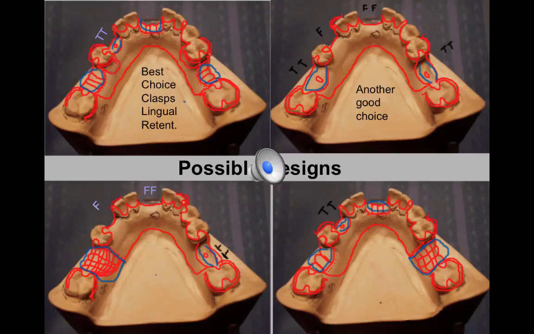Lastly, here are 4 casts with various design possibilities. You could mix and match some of these and take one aspect on one cast and put it on another cast. But here are 4 different ones that you can look at as possible options when you have this type of configuration of teeth.